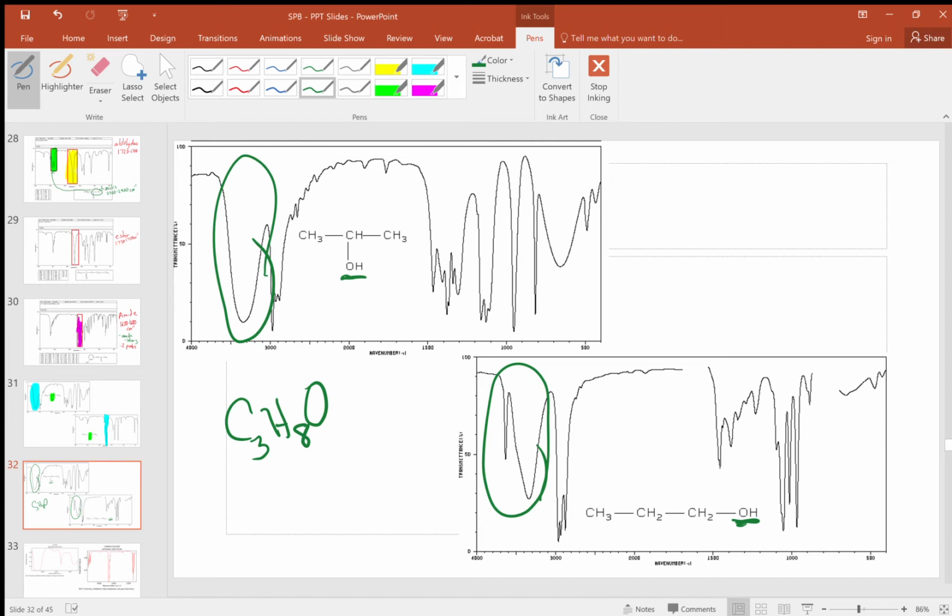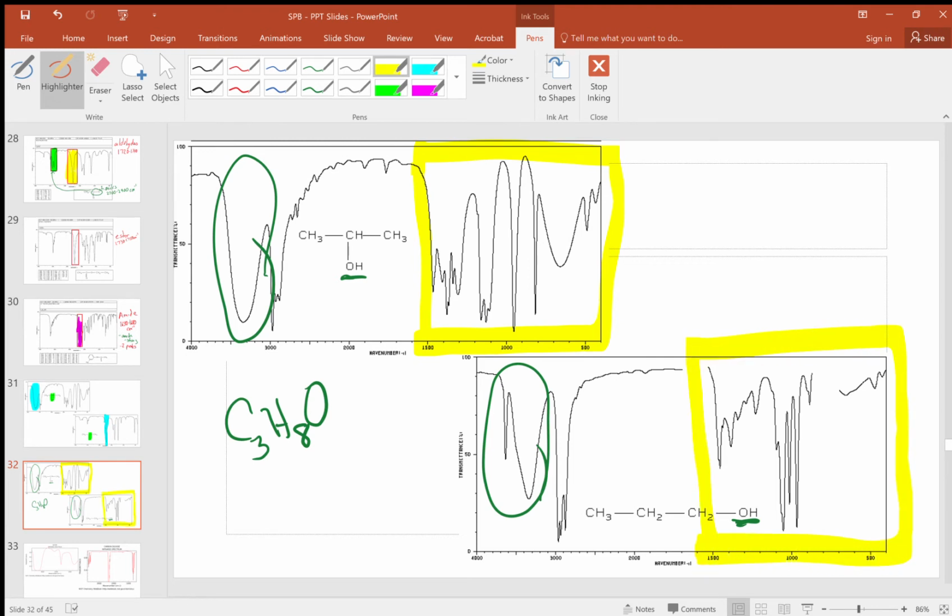Now, I think this is the most remarkable piece here. Remember our fingerprint region that we talked about earlier? That's this part of the spectrum. By just moving that alcohol group over 1 carbon, we can see just how much that changes the fingerprint region. The alcohol is pretty much the same, but the fingerprint region is drastically different.